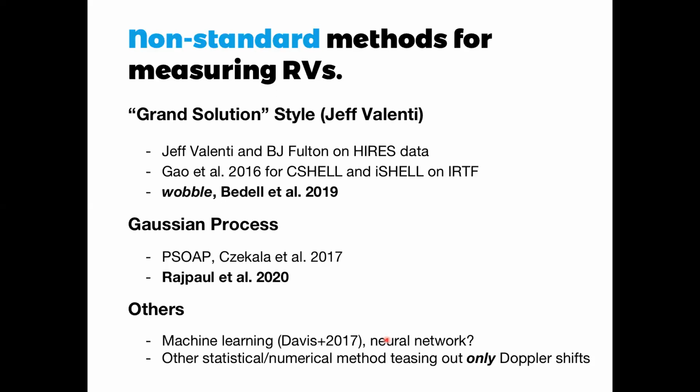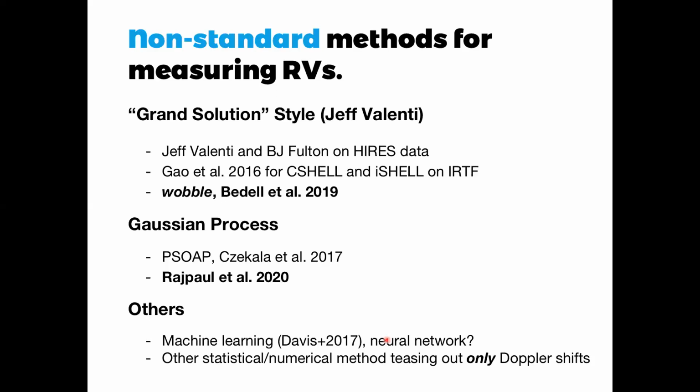And the second family is using Gaussian processes. As you know, this is a very powerful hammer that we could apply to many methods. Gaussian processes are very often used for modeling RV time series, but in this case, they are used for modeling spectra, right?